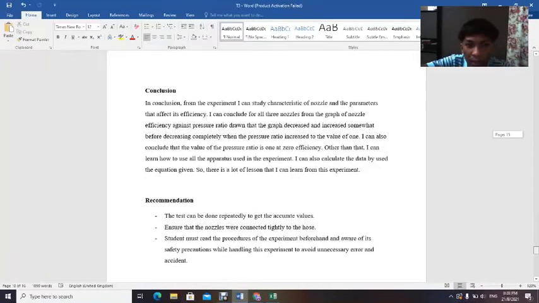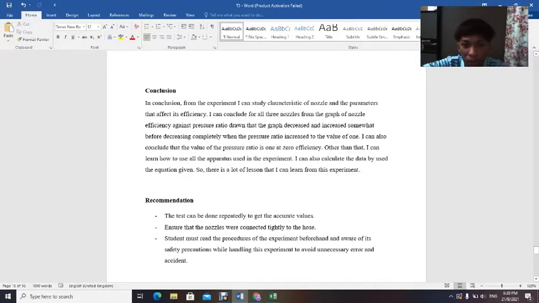And lastly, for the conclusions. In conclusion, from the experiment, I can study characteristic of nozzle and the parameters that affect its efficiency. I can conclude for all three nozzles from the graph of nozzle efficiency against pressure ratio drawn that the graph decrease and increase somewhat before decreasing completely when the pressure ratio increase to the value of 1.